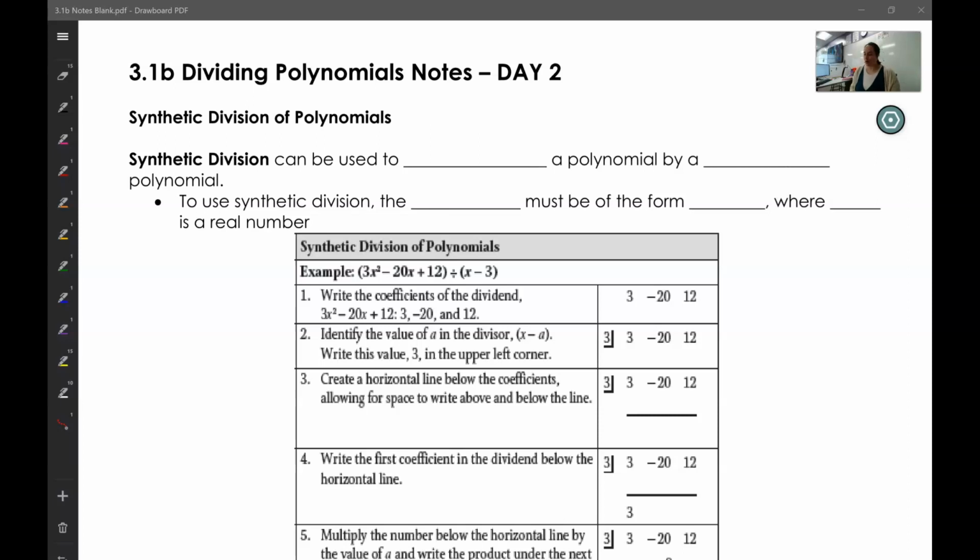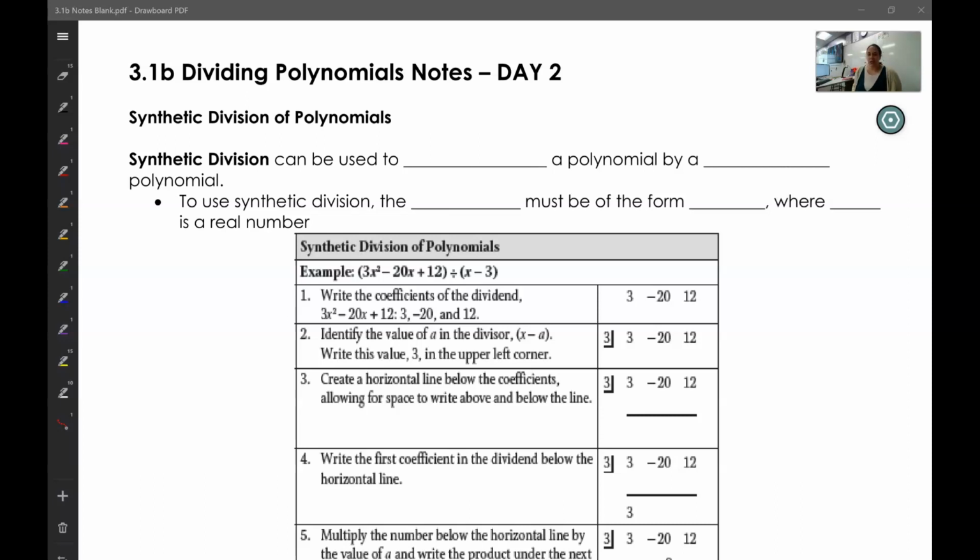Welcome to 3.1b, where we're going to continue to divide polynomials, but today you get a shortcut. If you remember, last time we did long division of polynomials. Well, today we're doing synthetic division of polynomials, which is long division, but it's a shortcut instead.